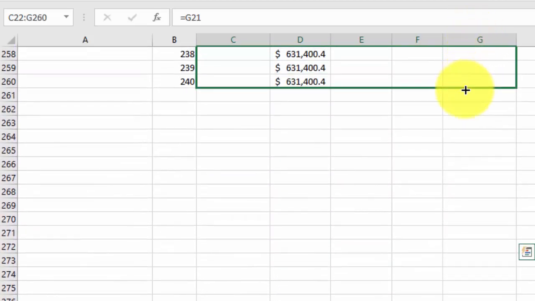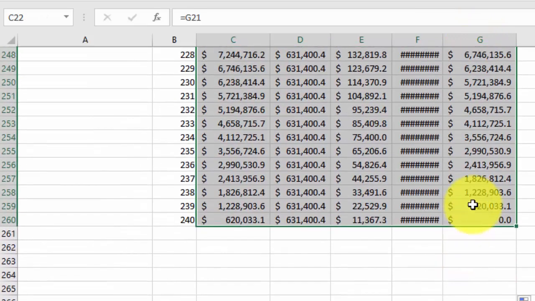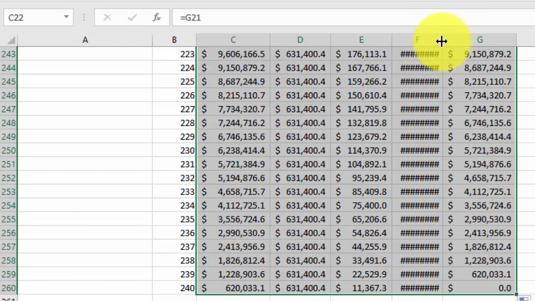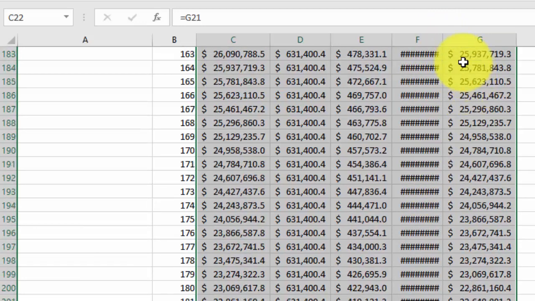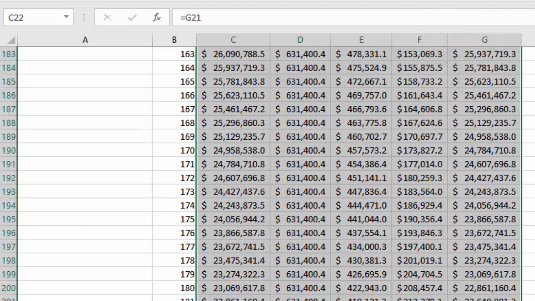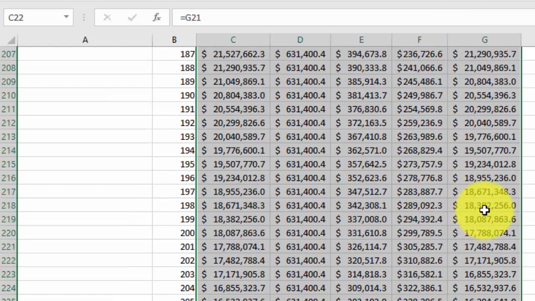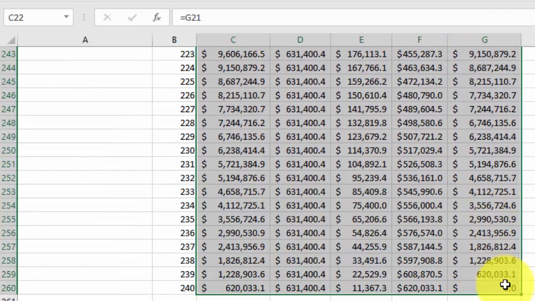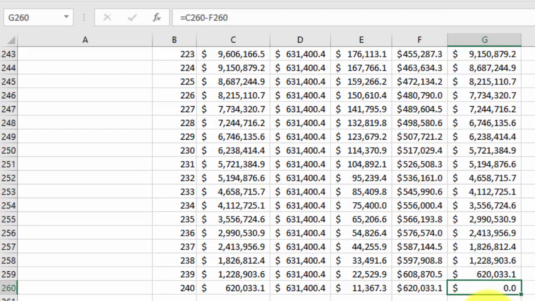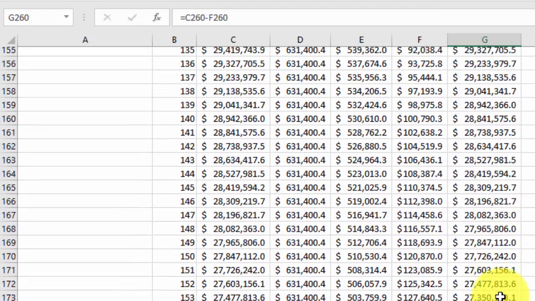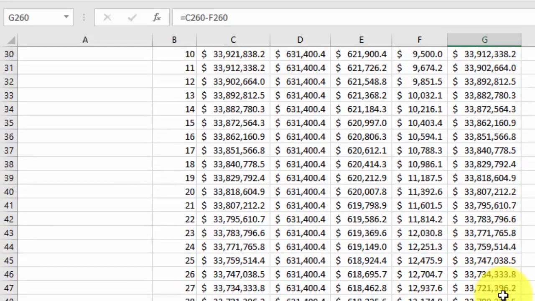Okay, 240th month. These hash signs appear because the column width is not enough to fit the value, so we just double click the column border, then it will be okay. And you can see that the ending balance of the last month is 0. So that indicates that our loan amortization schedule is okay.